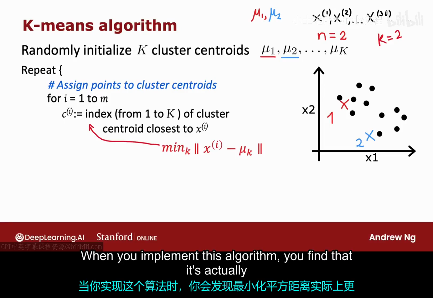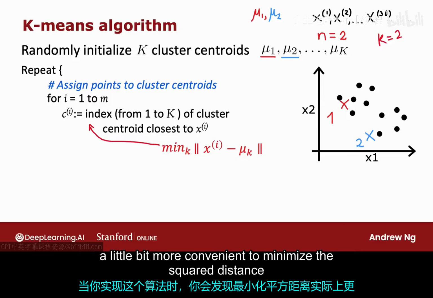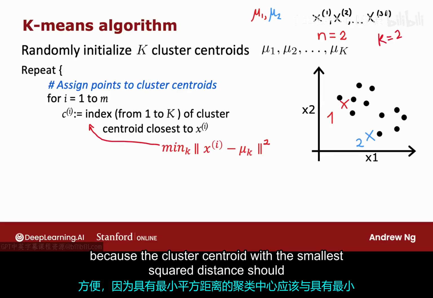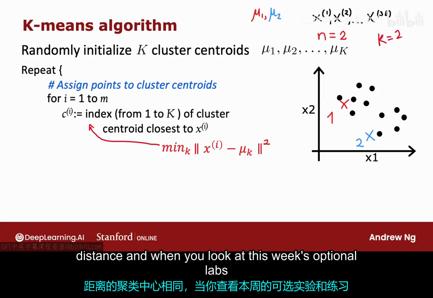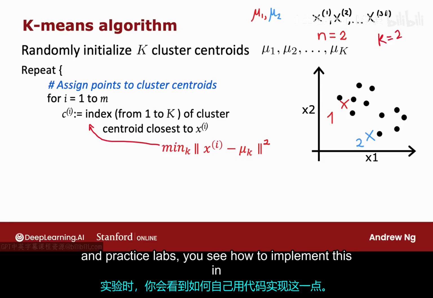When you implement this algorithm, you find that it's actually a little bit more convenient to minimize the squared distance, because the cluster centroid with the smallest squared distance should be the same as the cluster centroid with the smallest distance. And when you look at this week's optional labs and practice labs, you see how to implement this in code for yourself.